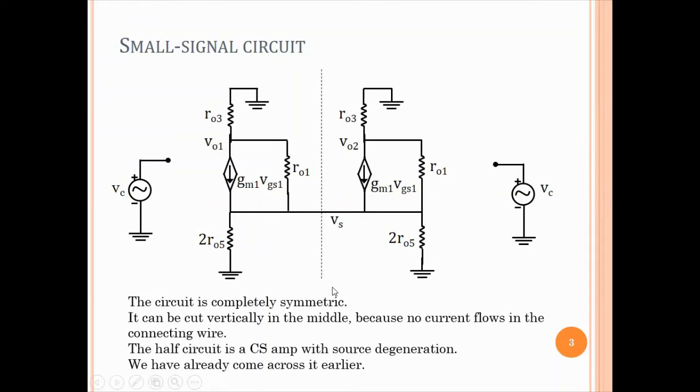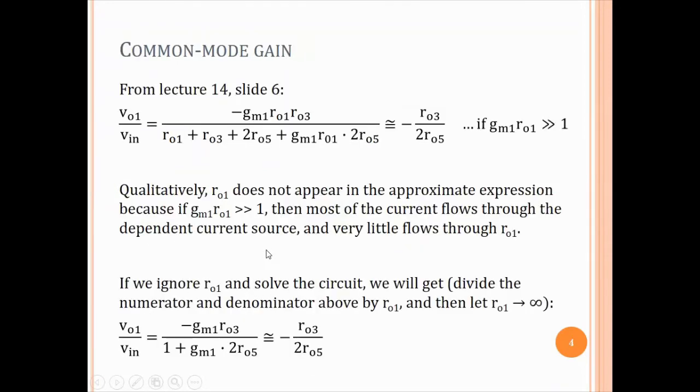Anyway, they are identical. All right, and if you look at only the left half, then this is a circuit of a common source amplifier with source degeneration. All right, so we had RD, RS earlier, now we have RO3, RO5. And this circuit we have analyzed earlier, so we will not analyze it again. We will simply write the expression. So this we did in lecture 14, slide 6.